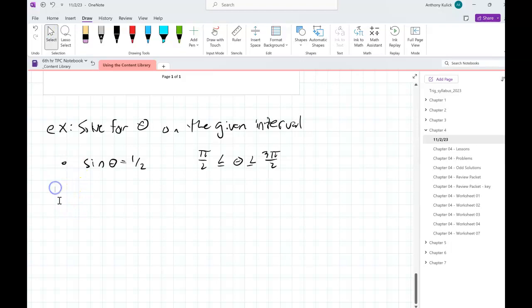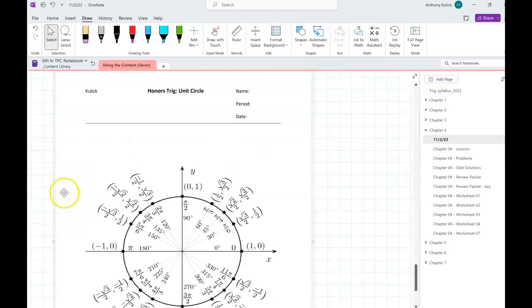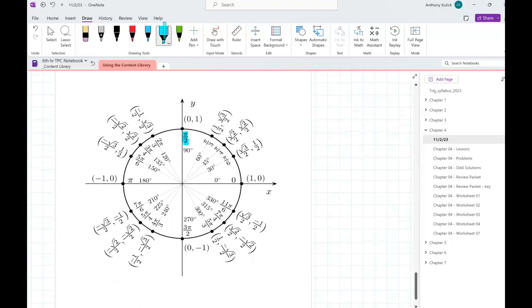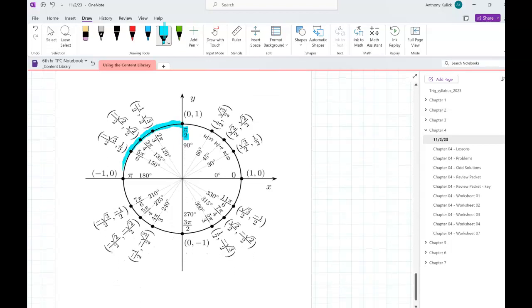So here's what we'll do. If I think about my unit circle, if I find pi over 2, that's there, and I go counterclockwise, because these are positive angles, to 3 pi over 2, I'm covering quadrants 2 and 3, right? Everybody agree?